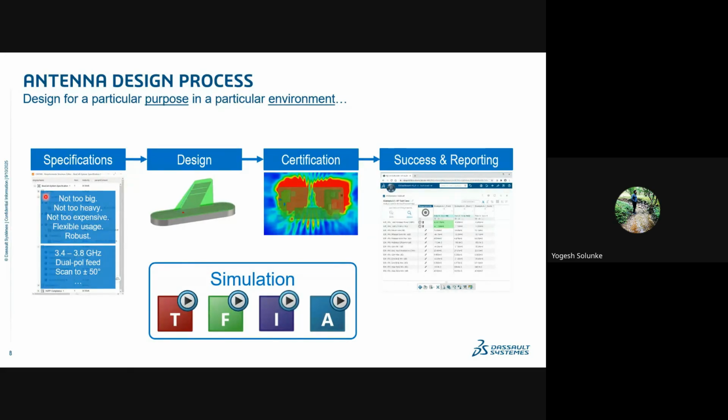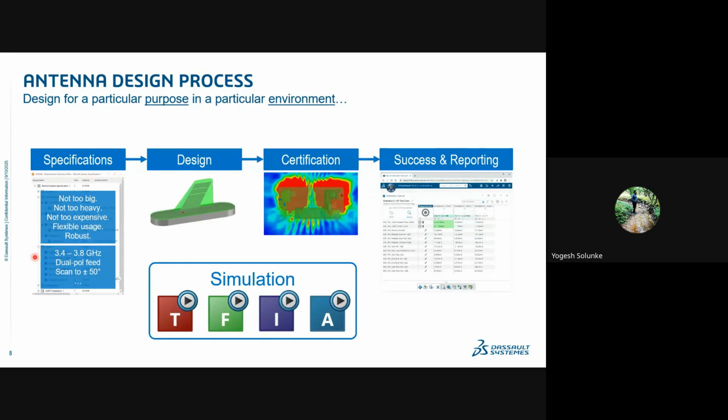In industry, we get a specification like this: whatever antenna we are going to design should not be too big, not too heavy, and not too expensive, using high-cost dielectric materials or increasing the multi-layer aspect. Sometimes the requirement now is that structures need to be flexible and robust. These are some of the general requirements that come from the industry.